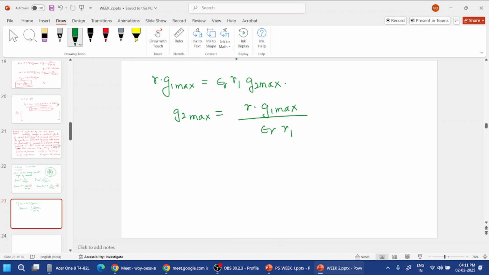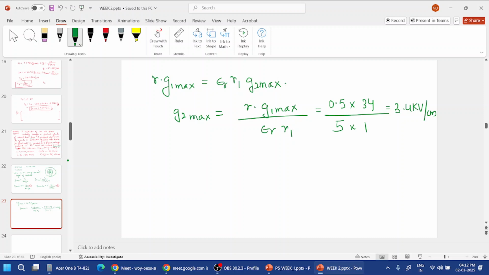G2 is equal to R G1 max upon epsilon R1. Okay. So basically, what is R? We just calculated, it is 0.5, and G1 is the dielectric strength, which is given as maximum allowed 34. Epsilon R is 5, then R1 is 1. So it will come out to be 3.4 kV per centimeter. But we have to calculate the maximum safe working voltage.